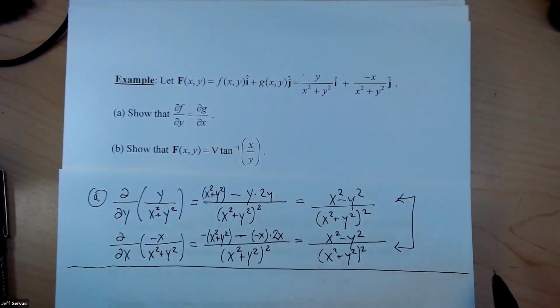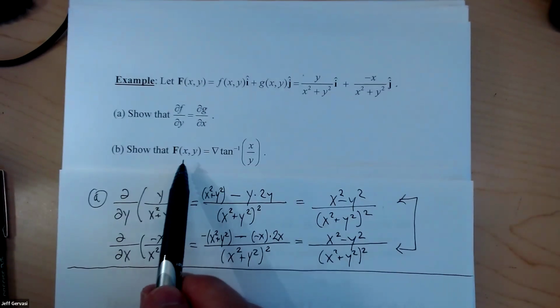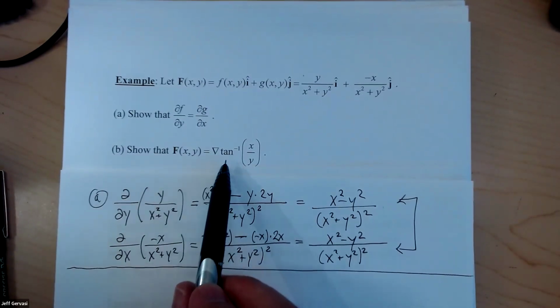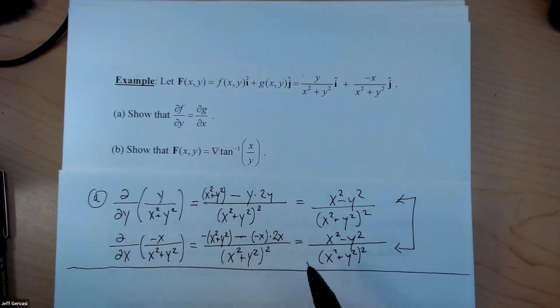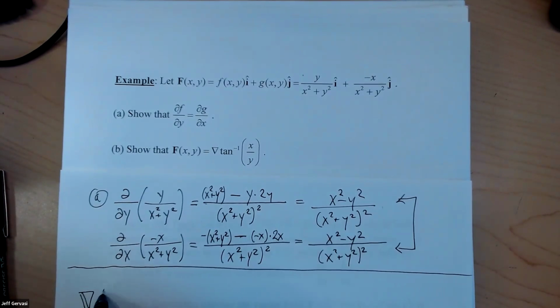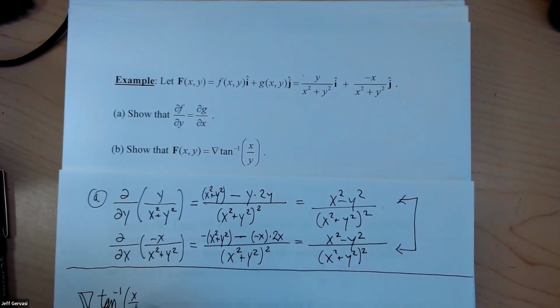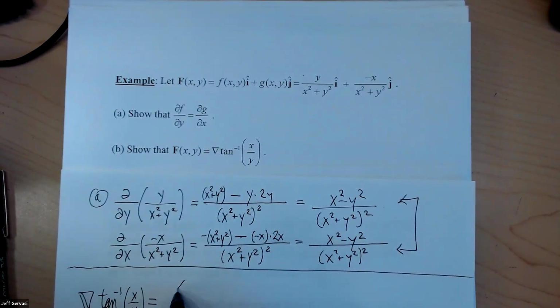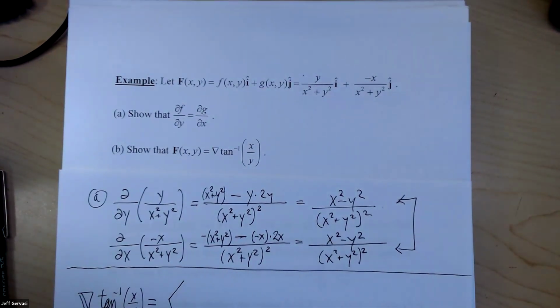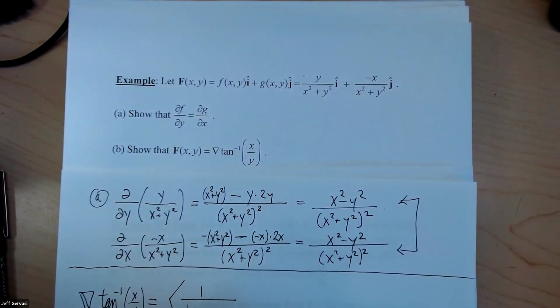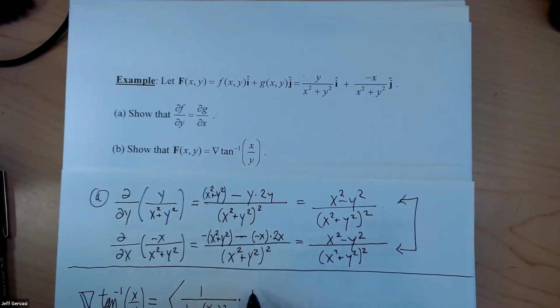Next. Show that the vector field is equal to the gradient of the inverse tangent of x over y. Okay, well, that's just straightforward calculation. Okay, so we'll take the derivative of this with respect to x. And then with respect to y.